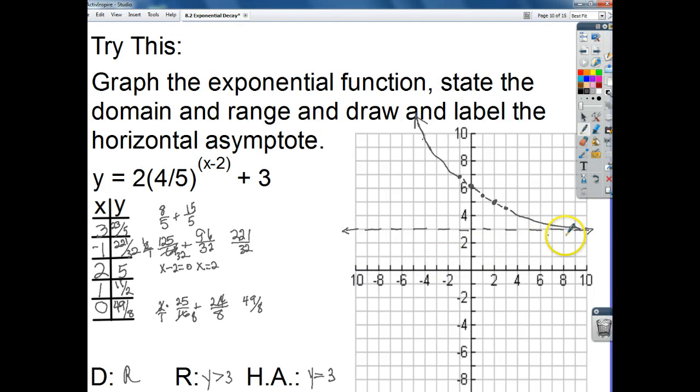Okay, slight correction on that. I did not draw in my horizontal asymptote, and I had this thing dropping down to the x-axis, and of course that's not true. So correction, the horizontal asymptote is 3, and our range is still y is greater than 3. So it's always going to be above that line. Okay?